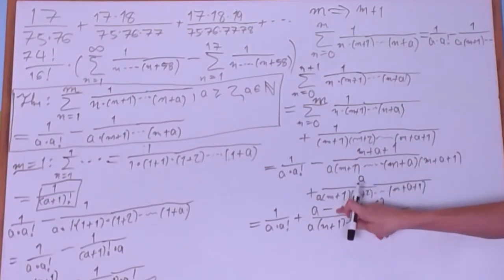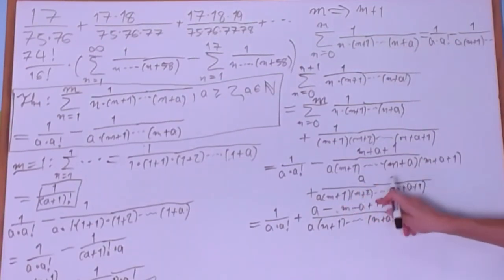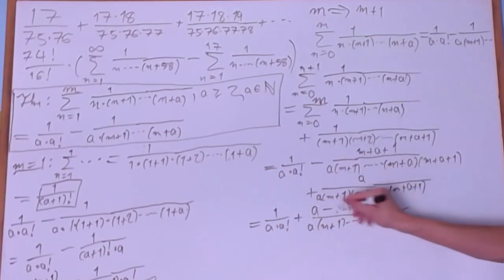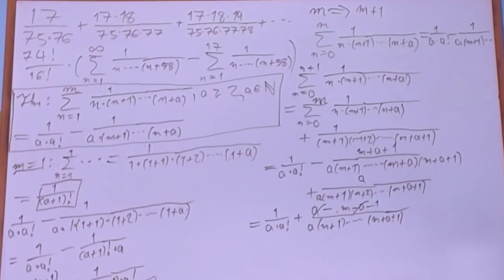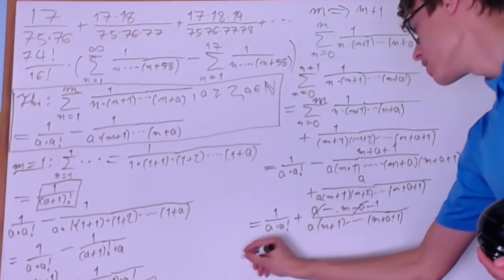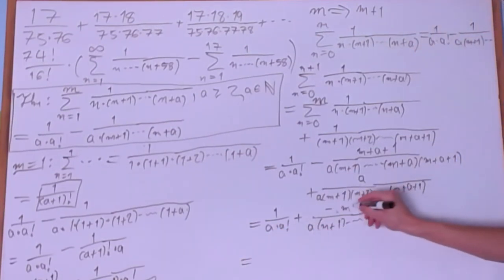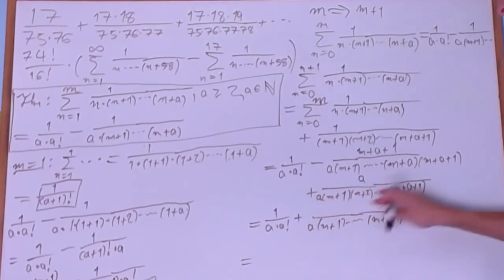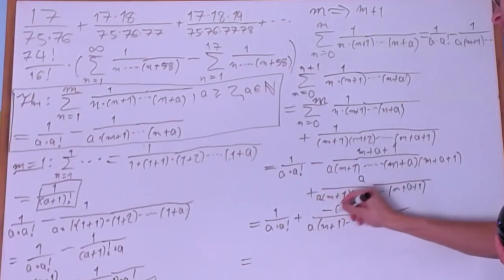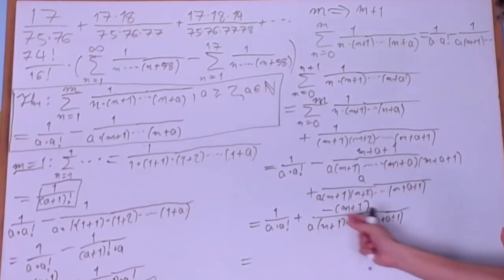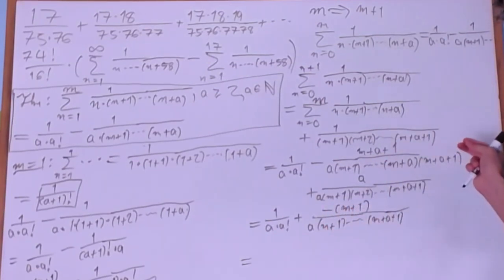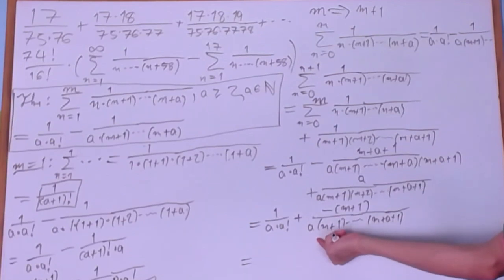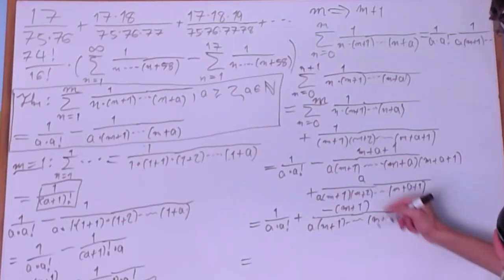You can see that if I distribute that negative into all of these, we have an a and we have a minus a, which cancel out. And then what are we left with? Well, we're left with minus m minus 1, which again is equal to negative m plus 1, because that's minus m minus 1 when you distribute it in. And now you can see there's an m plus 1 on the bottom and m plus 1 on the top.